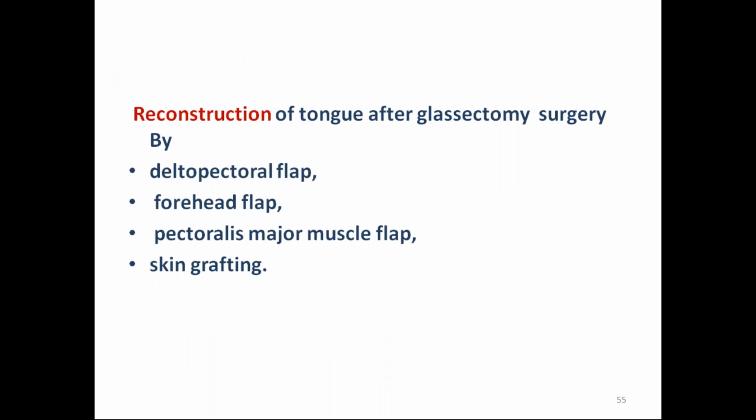Reconstruction of the tongue after glossectomy surgery, for example by deltopectoral flap. Various types of flaps are preferred depending upon the type of glossectomy, that is partial, hemi or complete glossectomy. We go for different types of flaps, that is deltopectoral, forehead flap, that is a rotational type of flap, pectoralis major muscle flap, that is a major type of flap, and also sometimes we go for skin grafting. Flaps are more useful than grafting, so first we prefer the flap, or else if it is not preferable, then we go for skin grafting.